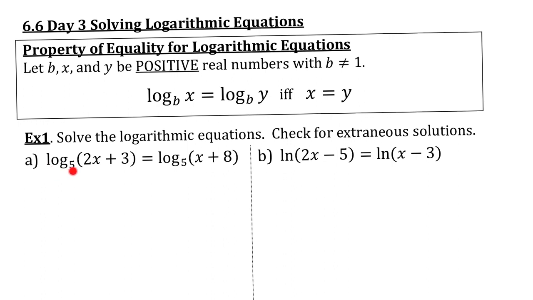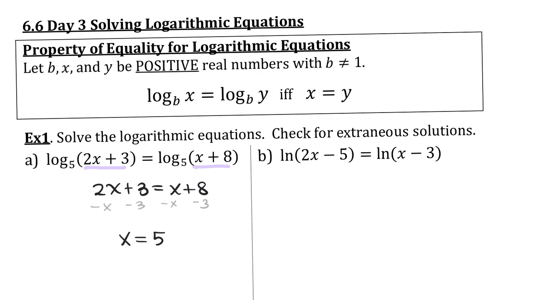I have the log base 5 of 2x plus 3 is equal to the log base 5 of x plus 8. They are both log base 5s, and they're equivalent to each other, so it must be that this argument is equal to this argument. So I'm going to set them equal to each other and solve for x. Your algebra steps could be what they are. I'm going to minus the x over, and I'll minus the 3 over also. Okay, so I get x equals 5.